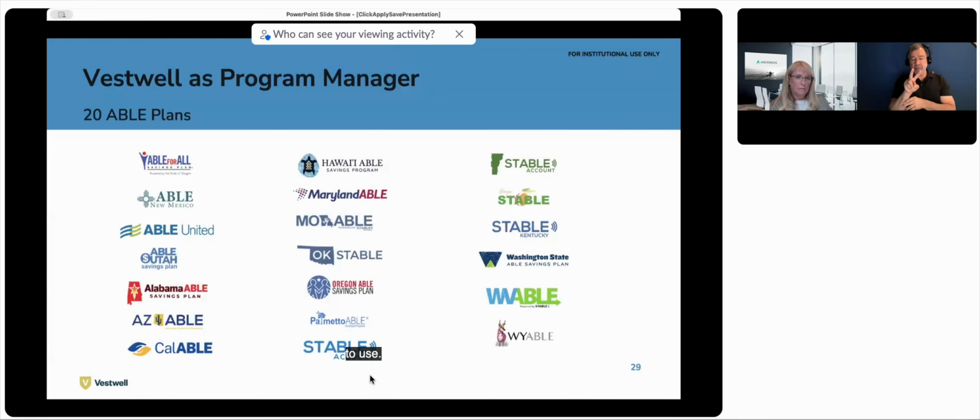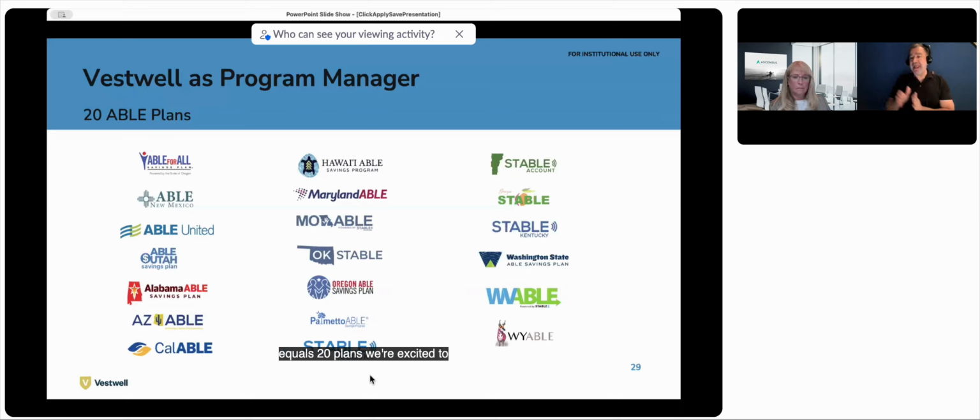Vestwell's honored to work with 19 different ABLE states, which equal 20 different ABLE programs. How does that math work out? Well, one of our states, Oregon, has the Oregon ABLE Savings Plan for anybody that lives in Oregon, and then the ABLE for All plan for anybody that lives outside of Oregon. So we work with 19 ABLE states, which equals 20 plans. We're excited to work with these individuals.